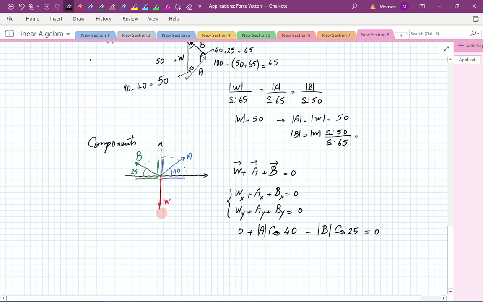Well, W in the y direction is going to be our weight, except that it's pointing down, so it's going to be minus 50, plus the vertical component of the blue vector. So how do you figure out the vertical component? Well, the opposite is going to be measured by sine. So I'm going to have A times sine of 40. How about the green one? The vertical component of the green is going to be B times sine of 25.